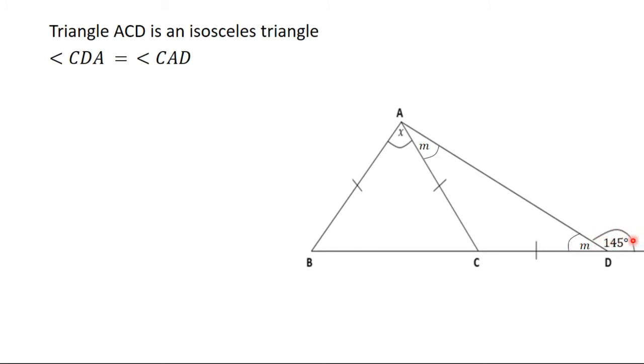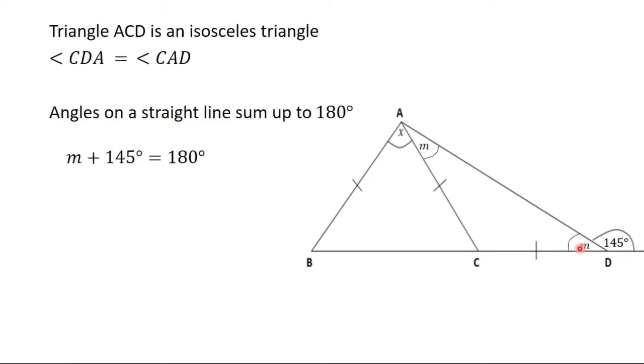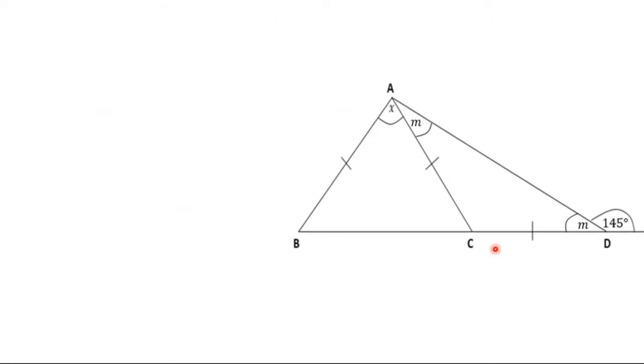Now, with 145 degrees and M here, we can find the value of M because we know that angles on a straight line add up to 180 degrees, and M and 145 degrees are on a straight line. So M plus 145 degrees will give us 180 degrees. We simplify and M will give us 35 degrees. So we have here to be 35 degrees and here to be 35 degrees, so we can find the other interior angle of this isosceles triangle.